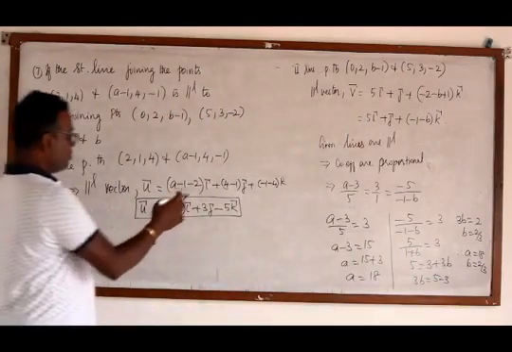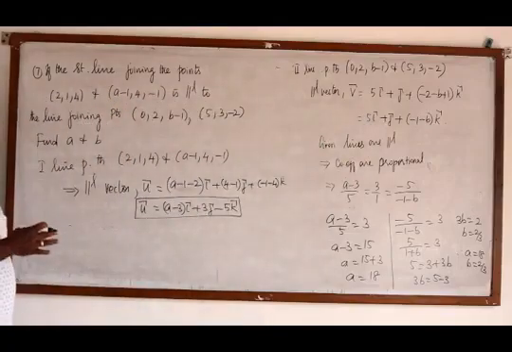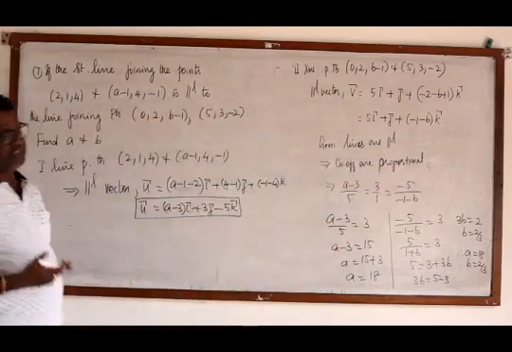Suppose you are not able to find the scalar multiple among these 2 lines, but you are very sure that the lines are parallel, then we can say the coefficients of the direction ratios are proportional.